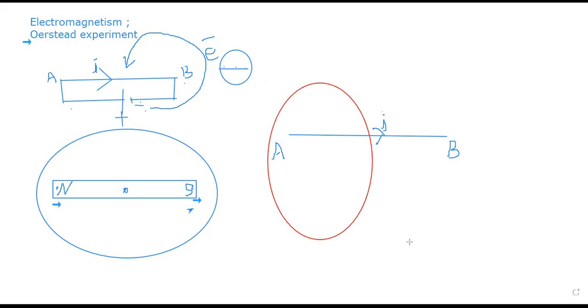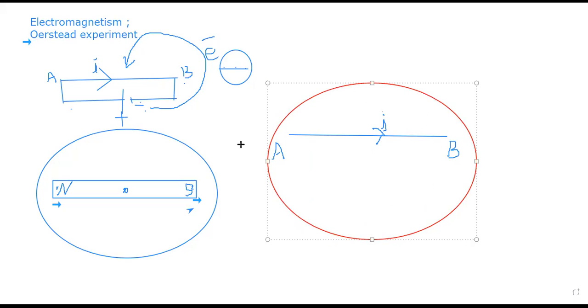We don't have any magnet here. We are not placing any magnet. We are not placing any magnetic substance. Nothing is here. We are just passing the current through this conductor. Then how do you say that a magnetic field is produced? What is the proof for that? How can you explain that a magnetic field is produced due to the current passing through the conductor? We have to prove that.